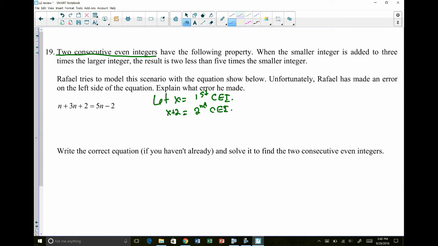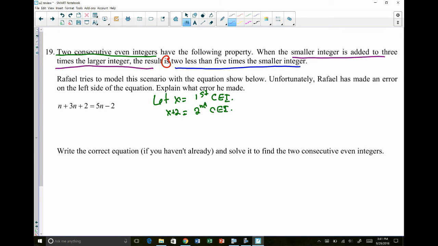They have the following property. When the smaller integer, that's x, is added to 3 times the larger, the result is, there's my equal sign. I just split this phrase into 2 different parts that I need to translate. That's one side of the equation. That's the other side of the equation. So let's deal with the purple side.